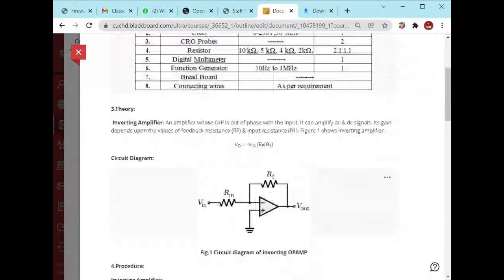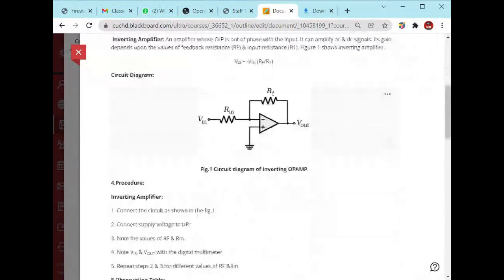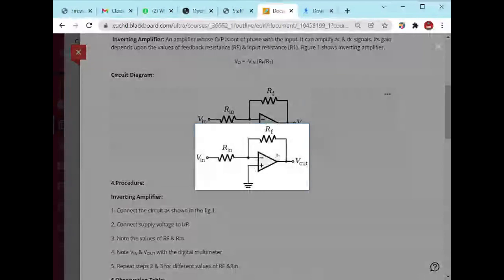The theory part of this experiment is shown right here. In this inverting amplifier, the output is out of phase with the input, and it can amplify AC and DC signals. Its gain depends upon the value of the feedback resistor and input resistor. You can see this configuration right here. This is your input resistor Rin, and this is your feedback resistor RF.